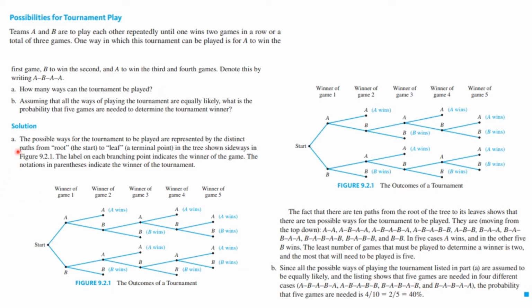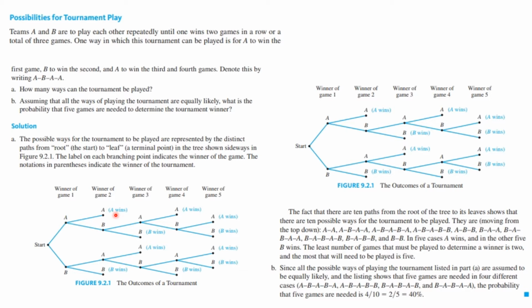The possible ways for the tournament to be played can be represented by distinct paths from the root, the start, to the leaf in a tree. And the leaf is a terminating point, and the root is the starting point. The tree is drawn sideways here, and the label on each branch indicates the winner of the game. So for example, in game 1, A can win or B can win. And then we have game 2, A can win and B can win.